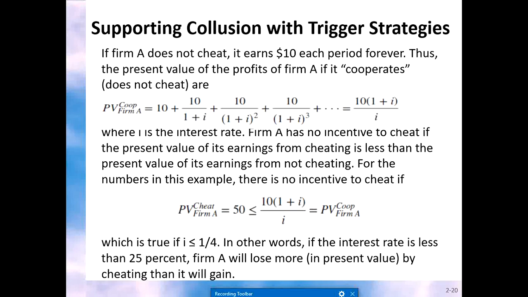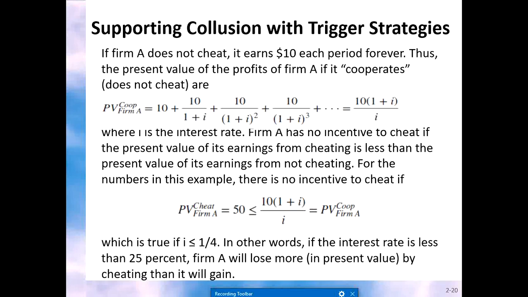In other words, if the interest rate is less than 25%, firm A will lose more in present value by cheating than it gains. If the interest rate is very high, if it cheats it may lose money, not make money. So it is better for firm A to collude or cooperate on the agreement, and therefore get a higher payoff than 50. So this is the formula where firm A decides whether it is going to cheat or not.